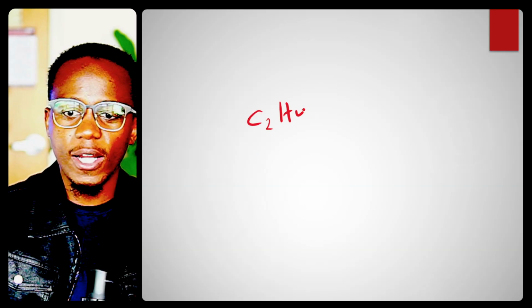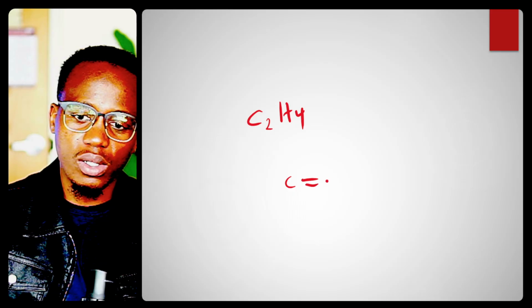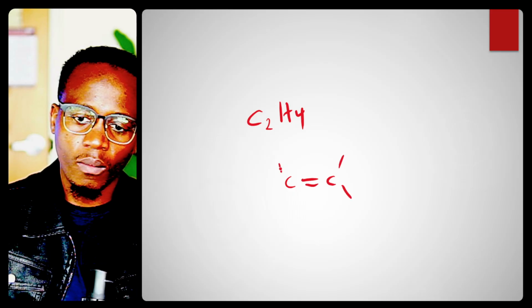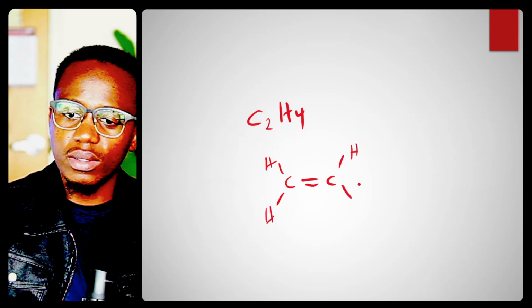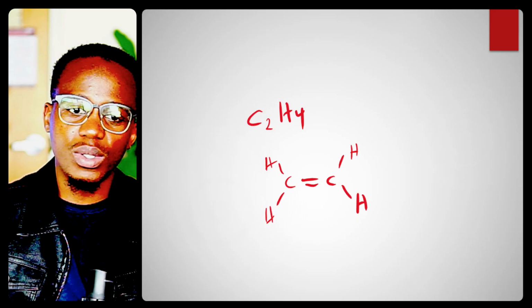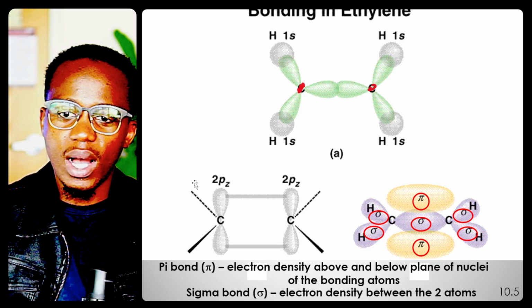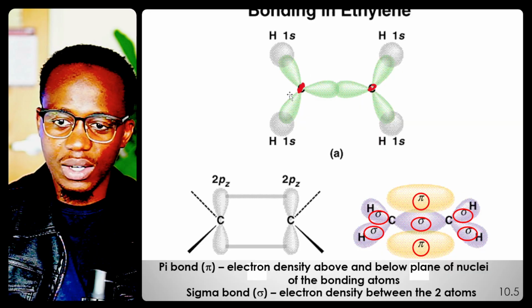Ethylene is C2H4, right? If I ask you to draw the Lewis structure for ethylene, it's going to look like this, right? C2H4. So the hybridization here is a bit interesting, right? Because again, you have the carbon bound to hydrogen, so you have the S, the hydrogen is S.